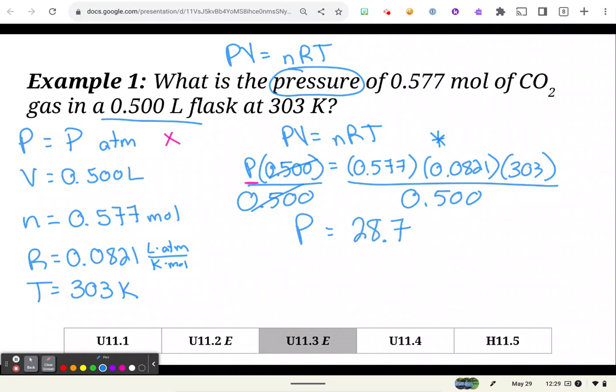28.7. And then you do need a unit. Remember, it's pressure, so that is atmospheres. All right, and again, if you forget what one of the units is, we give you the R value, and in the R value, we give you all your possible units. So that is a really good tool to use. All right, let's try a second one.